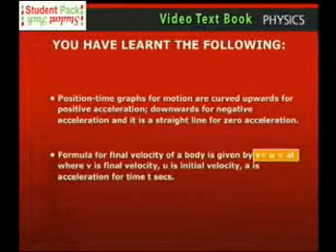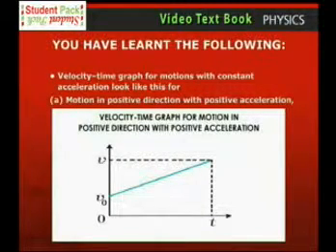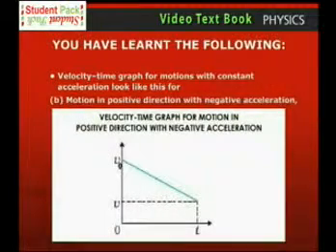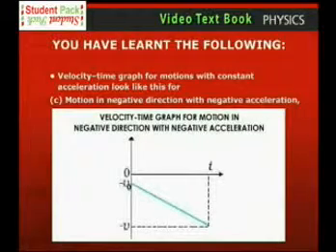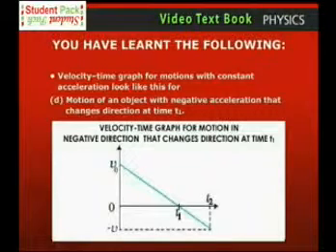The formula for final velocity of a body is given by v is equal to u plus at, where v is the final velocity, u is the initial velocity, a is the acceleration reached in t seconds. Velocity time graphs for motions with constant acceleration look like this for motion in positive direction with positive acceleration, for motion in positive direction with negative acceleration, for motion in negative direction with negative acceleration, for motion of an object with negative acceleration that changes direction at time t1.